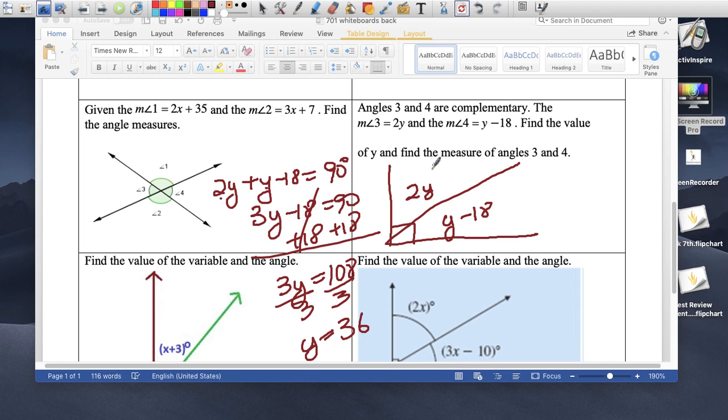So let's go back here. So it's 2 times 36. So this is going to be 72. Here is going to be y minus 18, or 36 minus 18, which is just 18. So one angle is 72, and the other one is 18.